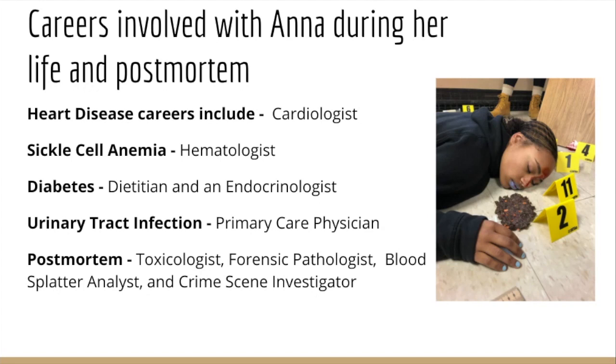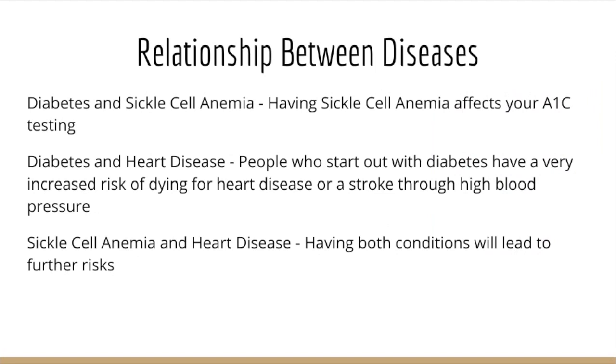To get the diagnosis of her urinary tract infection, she would have gone to see her primary care physician and would have been prescribed medication. Once Anna passed, a toxicologist checked her fluids to see if there was evidence of toxins or chemicals. A forensic pathologist came to the crime scene since a murder was suspected at first. A blood spatter analyst came to see what kind of blood spatter was there to help determine the cause of death. And the crime scene investigator came to investigate Anna's body and everything around her.